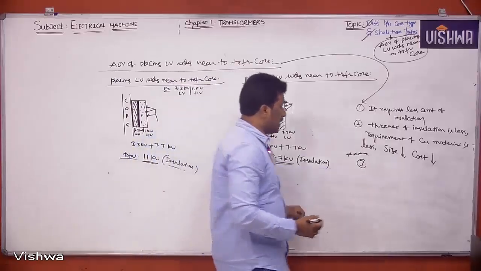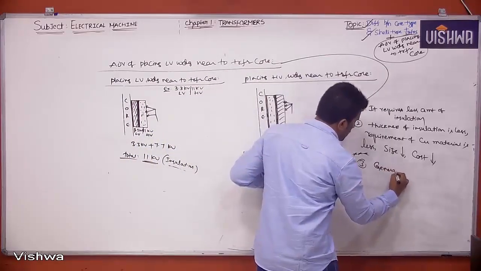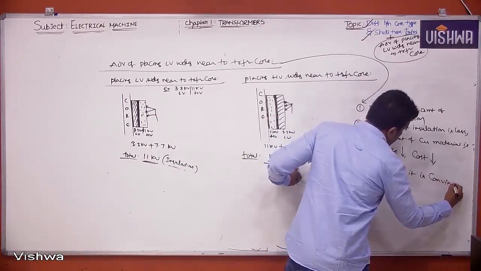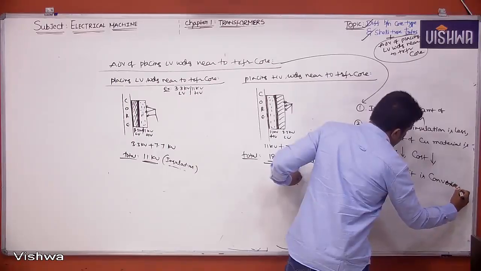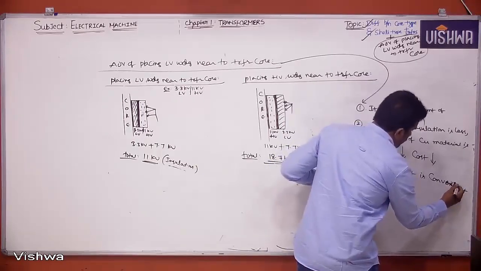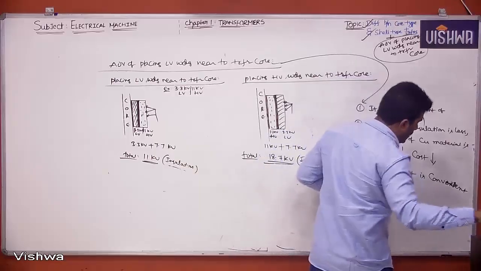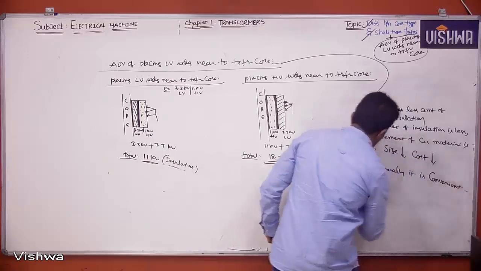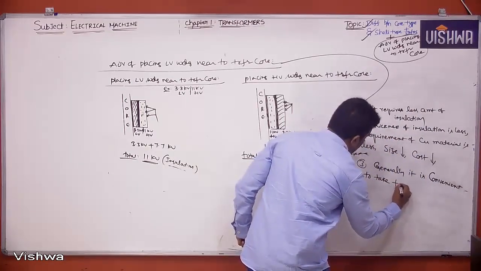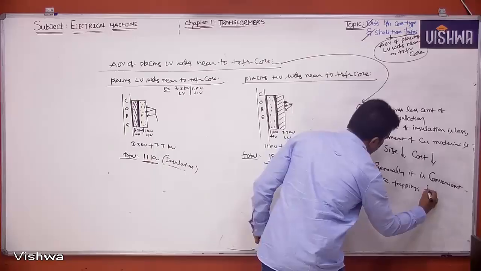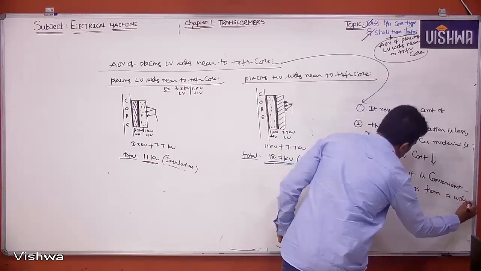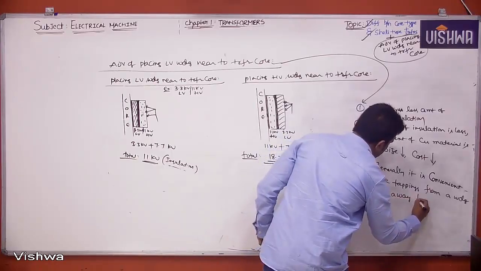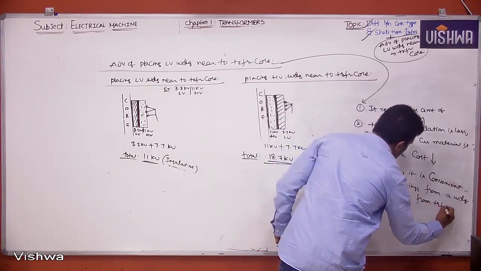Okay, so let me write here: generally it is convenient to take tappings from a winding which is away from the transformer core.